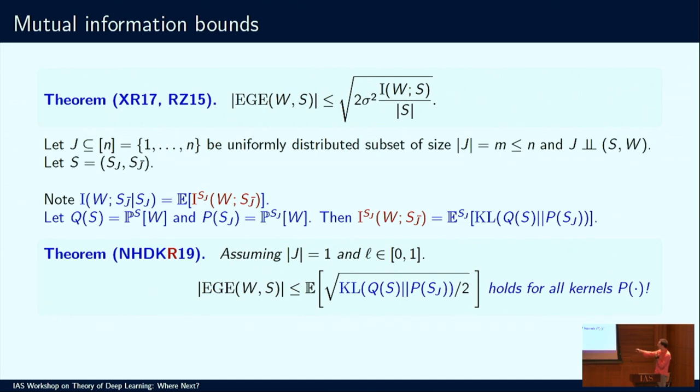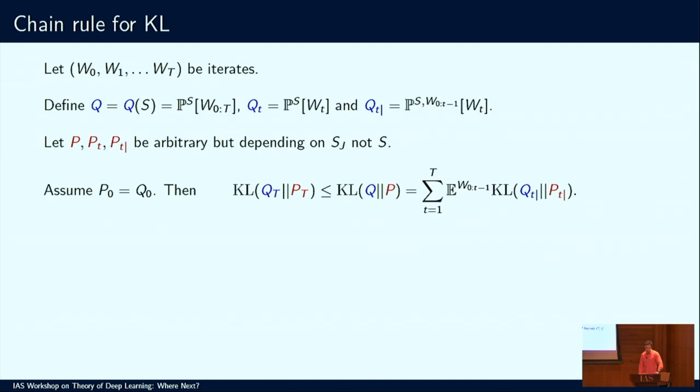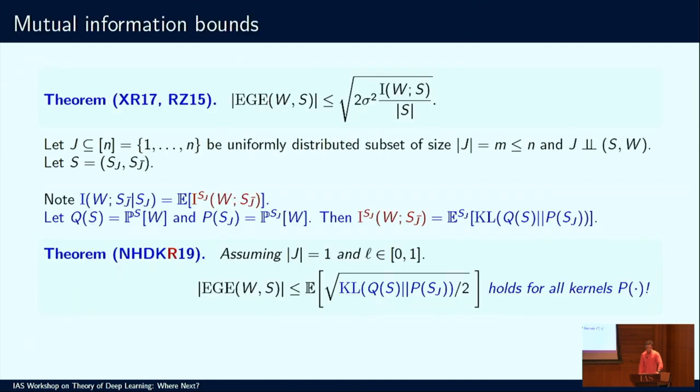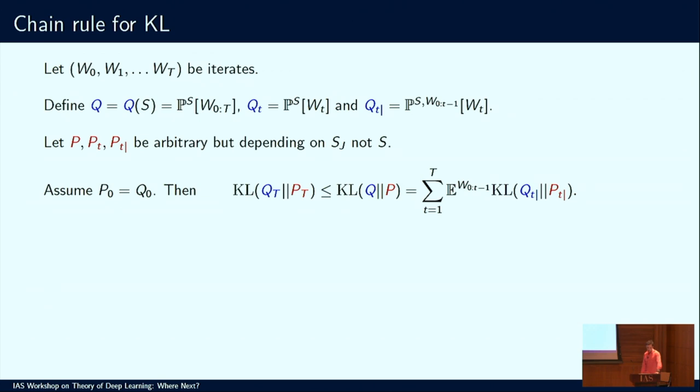I have no hope of working with this distribution. However, I can maybe come up with something clever here, and that's what we do. Okay. What do you mean by kernel? I mean that this thing takes in a little chunk of data and hands back a distribution. So in this one, you give it S_J, the little chunk of the data, and it hands you back a distribution on weights. It's what people sometimes call a Markov kernel.